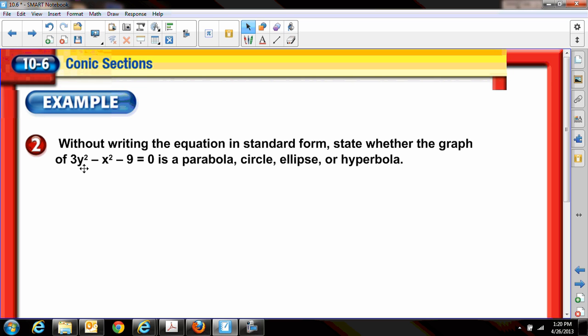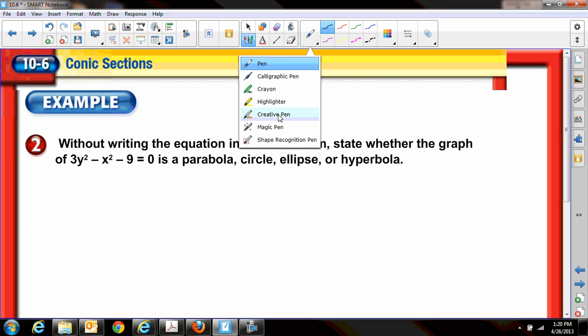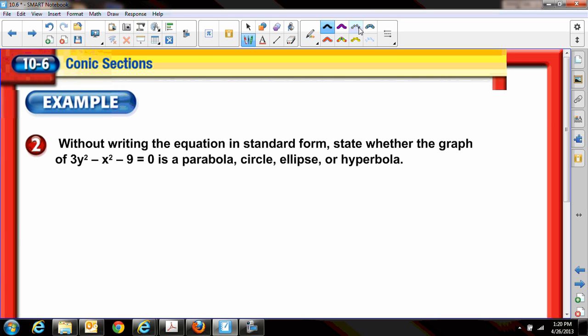An ellipse occurs if this value and this value, the numbers in front of x squared and y squared, have the same sign. It's a hyperbola if they're opposite. And in this case, since y squared has a positive 3, x squared has a negative 1, they have opposite signs, which means the big winner here is the hyperbola.